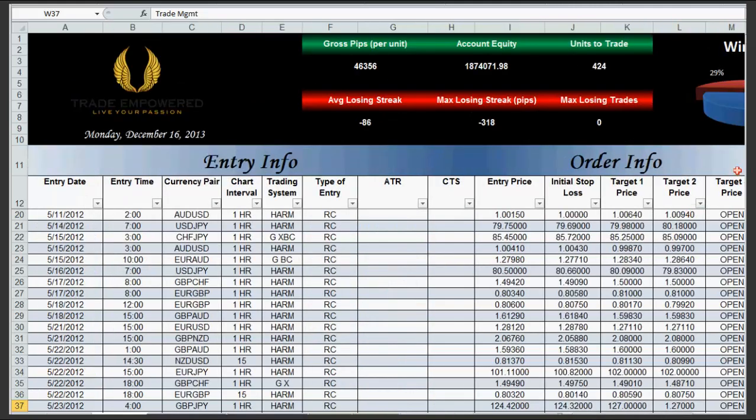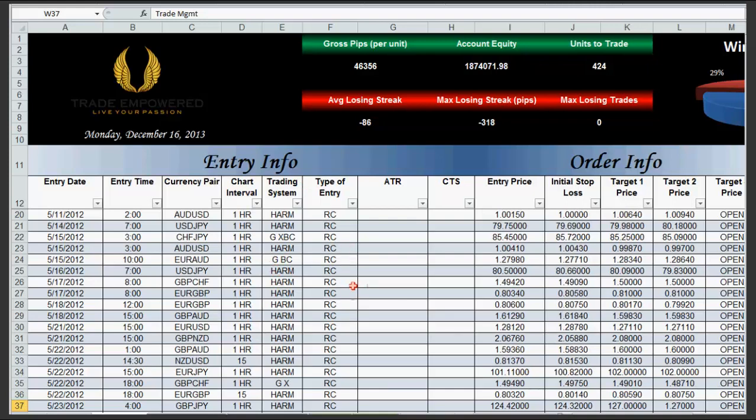Now, inside of this trading spreadsheet, we've got several different things. Some of them you will use, some of them you won't. We basically put this spreadsheet together to encompass a lot of different trading strategies, so that you could use it whether you're using a Liberator system or pattern trading. We've got entry date, entry time, the currency pair, the chart interval, was it on an hourly chart, a 15-minute chart. What is the trading system that you used? Because what if you're using Gartley patterns and butterfly patterns and all of those different types of things?